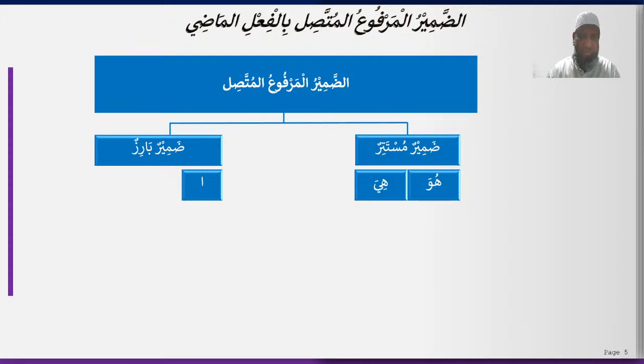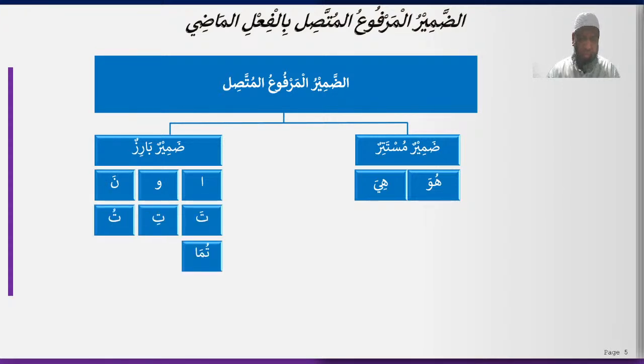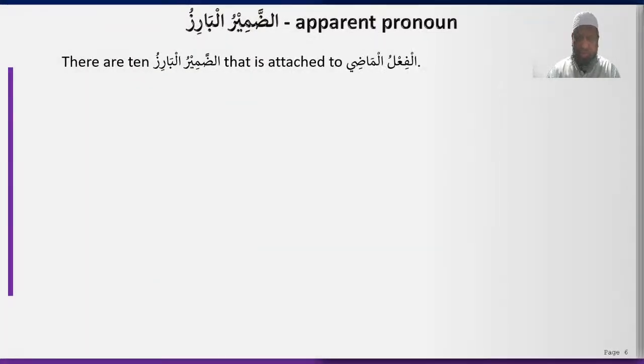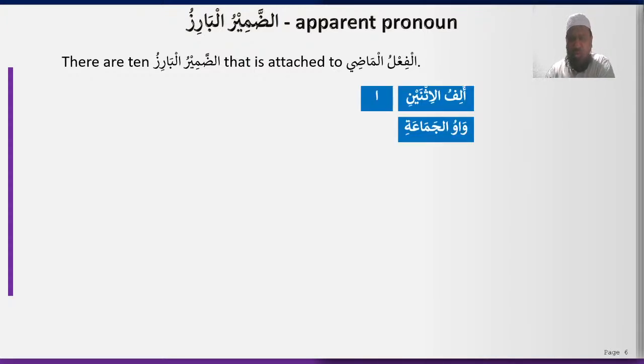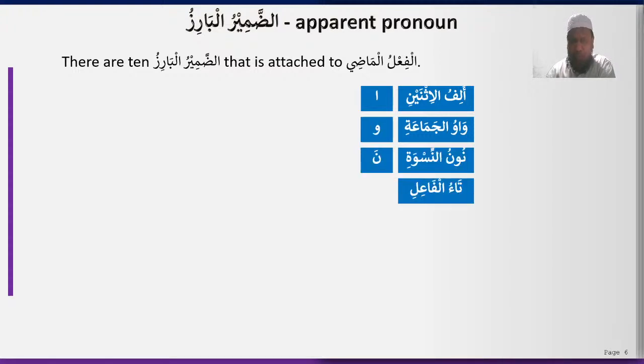And the rest of the ضمائر are ضمير بارز, which are alif, waw, nun, ta, ti, tu, tuma, tum, tunna, and na. Each of them has its own name. Let's look at it in the next slide. There are 10 ضمائر بارزة attached with the فعل الماضي, and the names are ألف الاثنين, the ألف, واو الجماعة, the واو, نون النسوة, the noon, and تاء الفاعل.